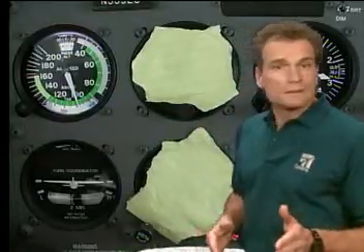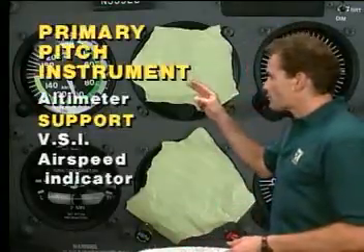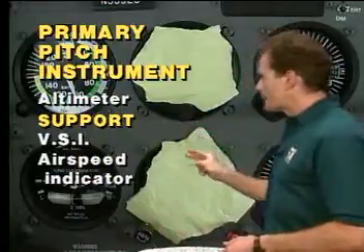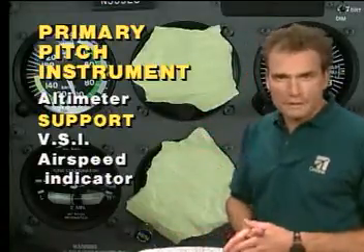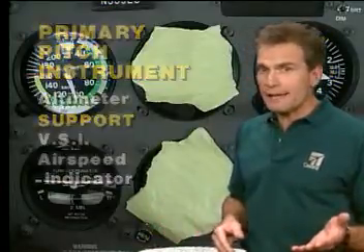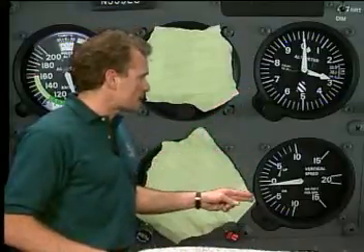Obviously, the least challenging thing to do is fly straight and level. So let's start with that. For altitude control, not much has changed. You still have the altimeter as your primary pitch instrument and the VSI and airspeed indicator for support. The biggest problem is that you no longer have the attitude indicator to make those corrections. So you just have to get the information you need for pitch changes from your altimeter and your VSI.